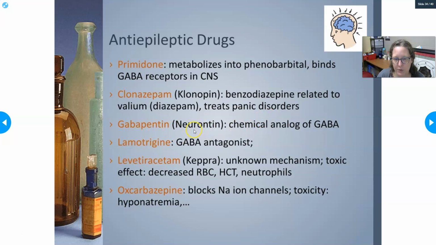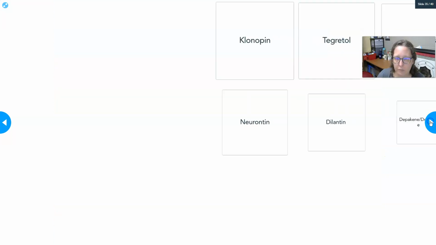Gabapentin is also known as Neurontin. It is a chemical analog of GABA. Lamotrigine is a GABA antagonist, and levetiracetam, or Keppra. We do not know the mechanism. This is one of those unknowns, and we know the toxic effects though are going to be a decreased red count, hematocrit, and neutrophils. And oxcarbazepine blocks sodium ion channels, and toxicity then will show hyponatremia.